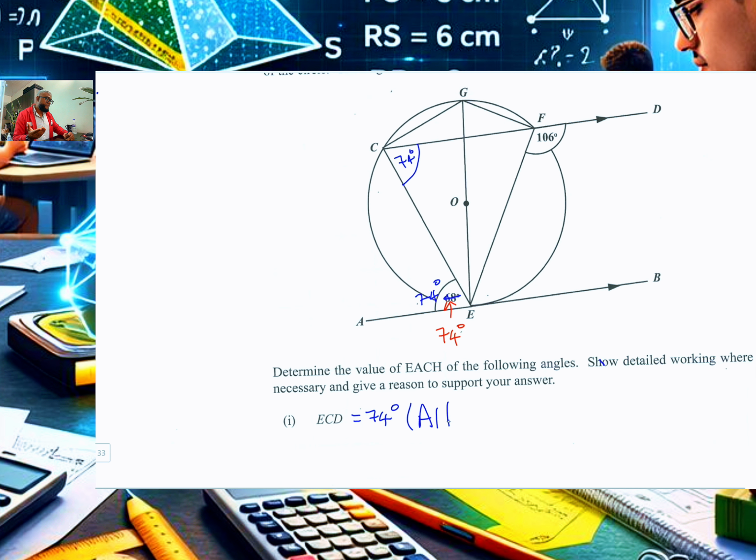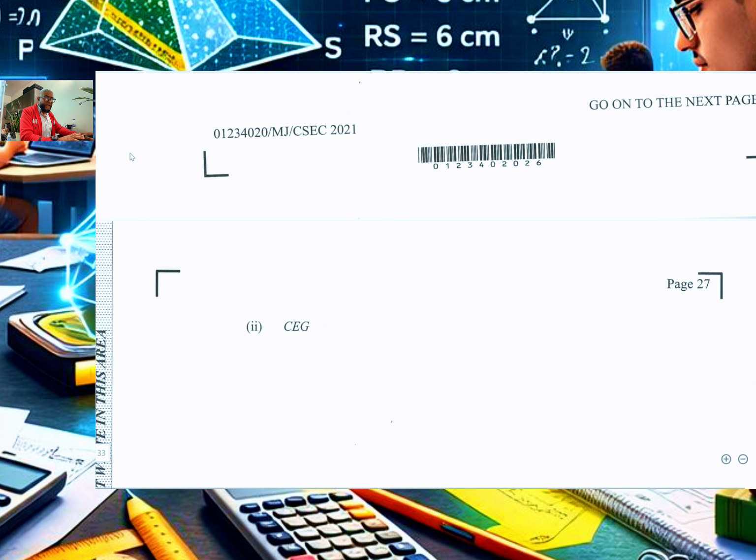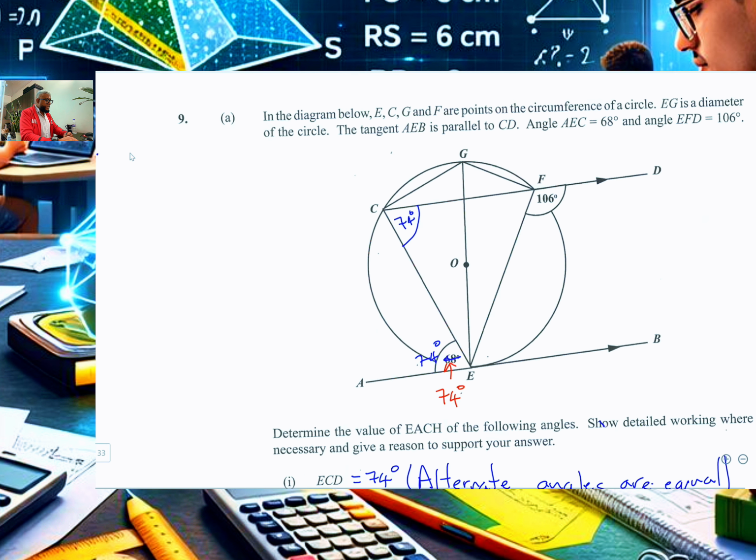And we could just say alternate angles are equal. Simple, right? So next we want to find CEG. C to E to G. That'll be this piece here. Right? So where a tangent and a radius meet, what kind of angle is formed?